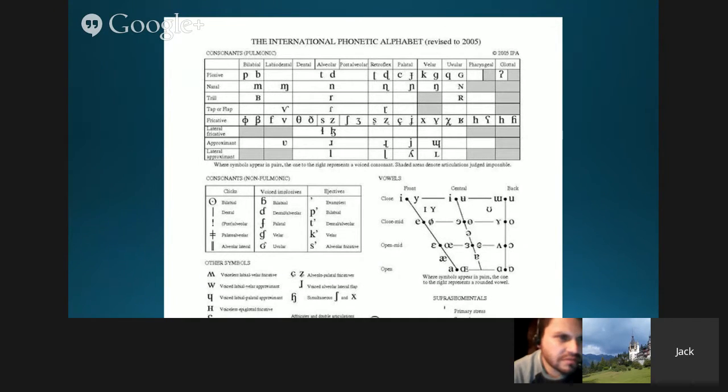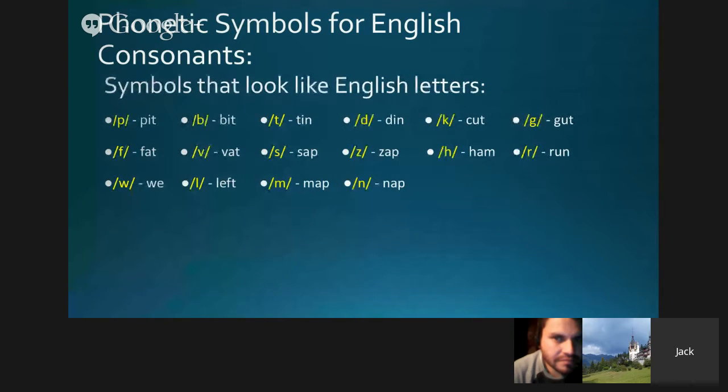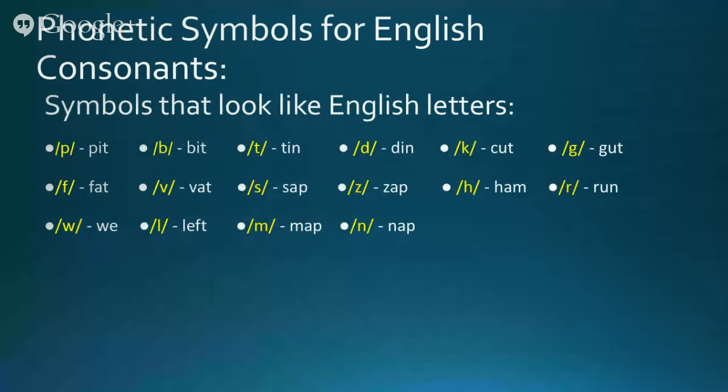So here's a big chart of the phonetic alphabet. You can see it's big, has a lot of symbols, a little confusing. It's okay, we don't need to know most of these symbols. We only need to know the ones that apply to English. So here are the English consonants. These are the ones that, luckily enough for us, already look like English letters.